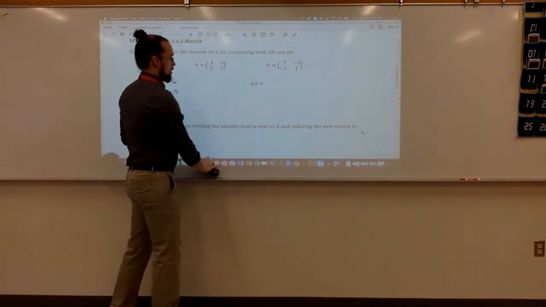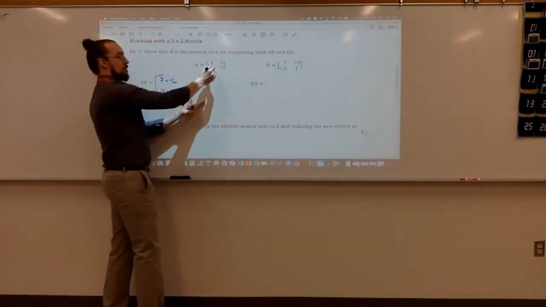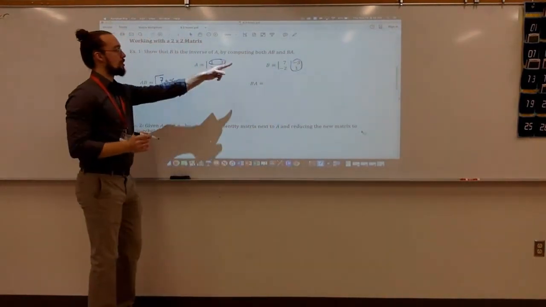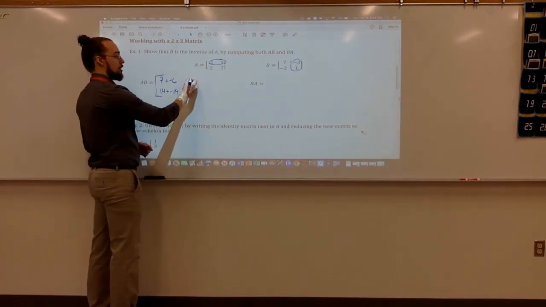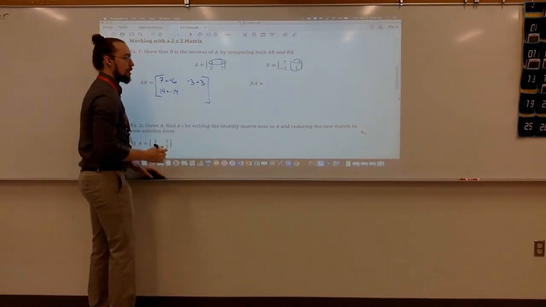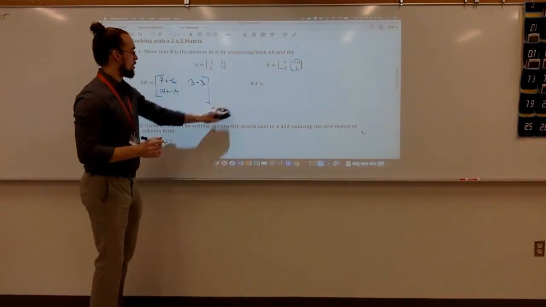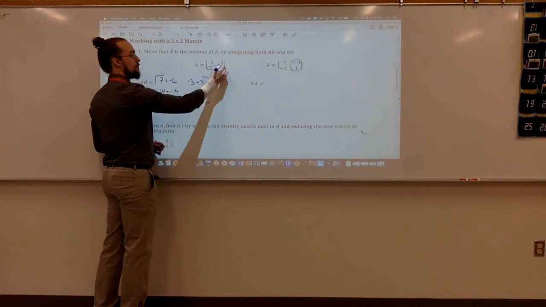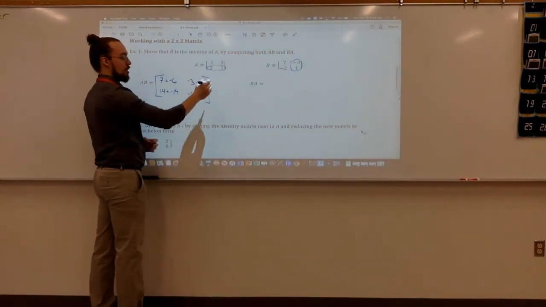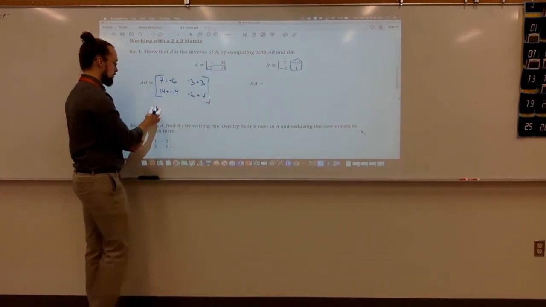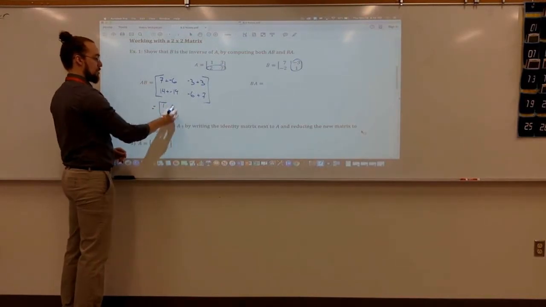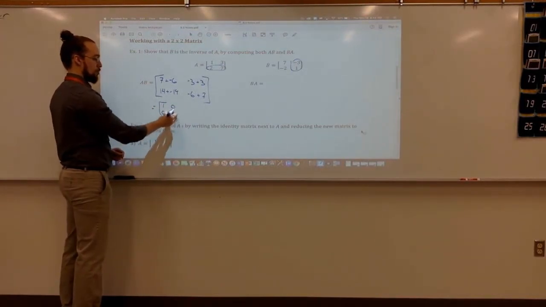Then, to get the entries over here, first row times the second column, so 1 times -3 is -3, plus 3 times 1 is 3. And the final entry will be second row, second column. So 2 times -3 is -6, plus 7 times 1. So this ends up working out to 1, 0, 0, 1.